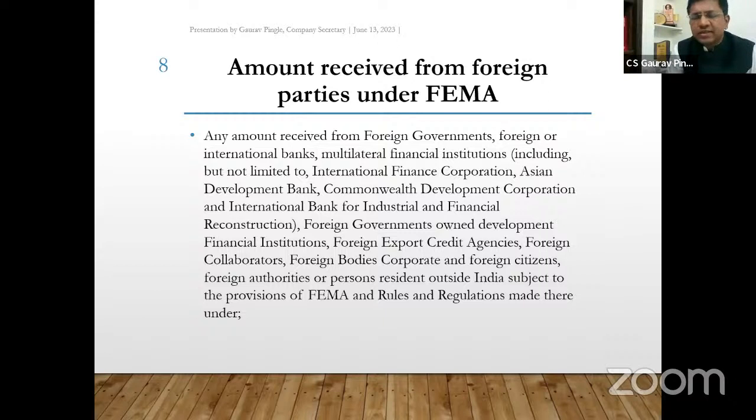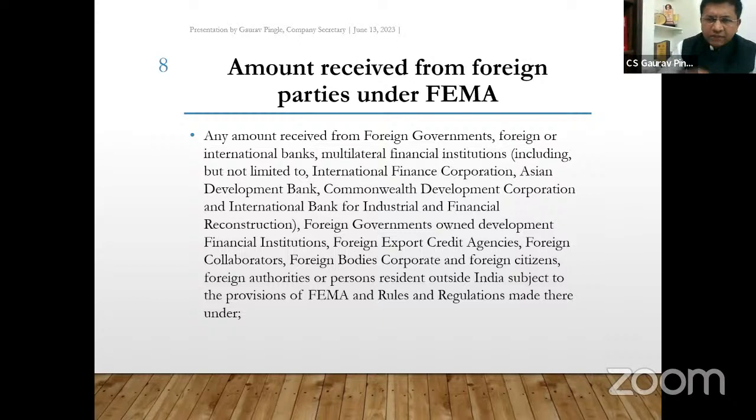will fall under this, if at all it is accepted in accordance with FEMA. Then, though it is a borrowing, it will be an exempted deposit under the Companies Act. So any amount.